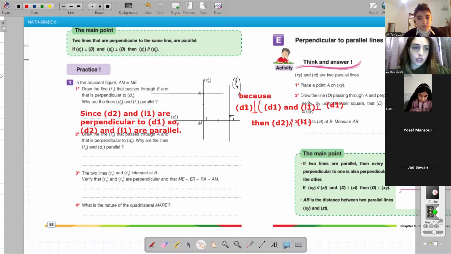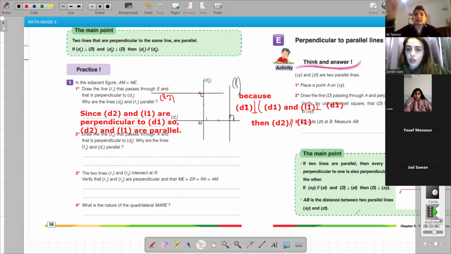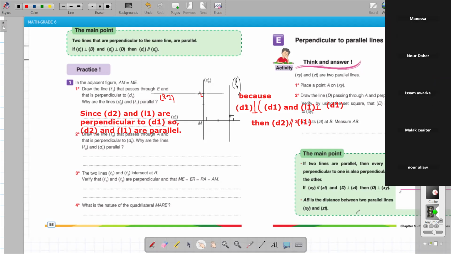Let me just put its name. So this line is L2, and it's perpendicular to D2 at A. The foot of the perpendicular is A. The question is, why are the lines L2 and D1 parallel?